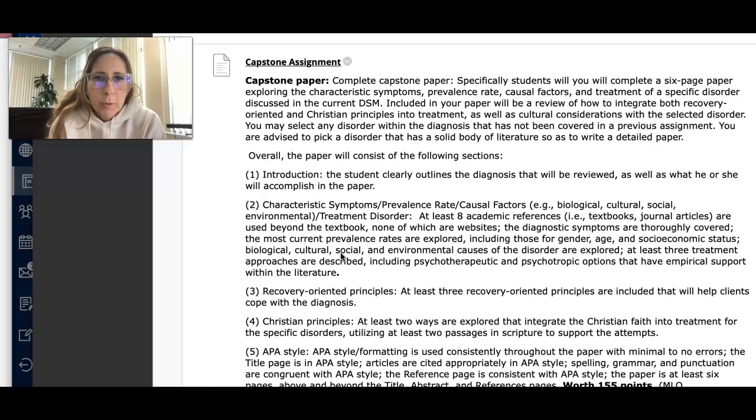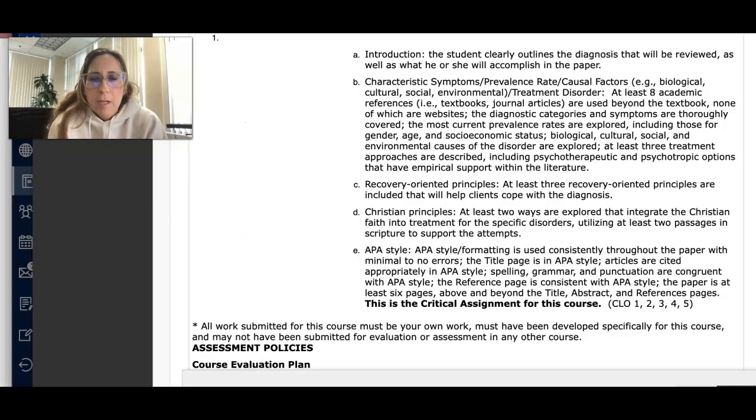Okay, you are going to incorporate in this paper both recovery-oriented principles and Christian principles, and also take into consideration cultural dynamics. For the paper, you will get to pick someone to write about. You will be clearly outlining what the diagnosis is, as well as what you plan on accomplishing in the paper. You are going to talk about the characteristics, the symptoms, how often, all the factors, the DSM factors.